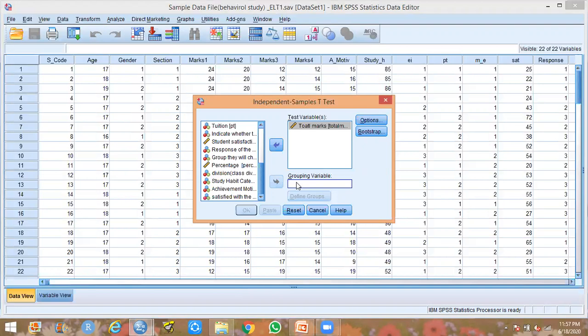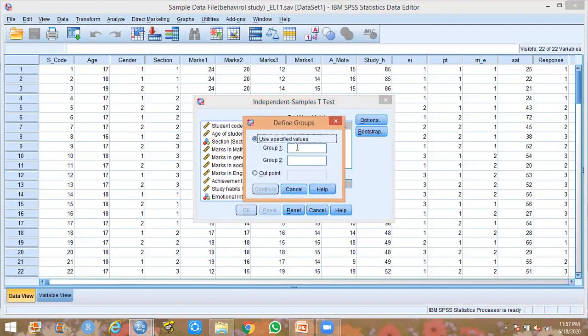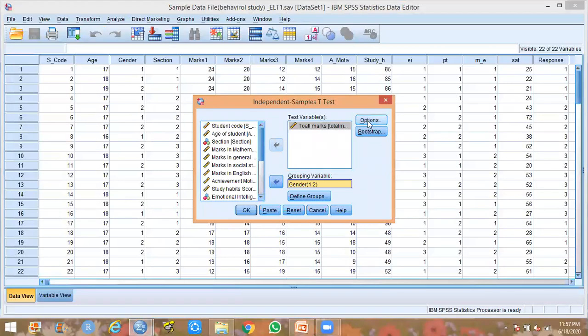So that is the gender classification. You have a variable gender, then you go there. Now you define the groups. How can you define the groups? Group 1, you can say 1, that is boy. Then group 2, that is female, you give girl. There is no question of a cut point. Then continue. Now the options.